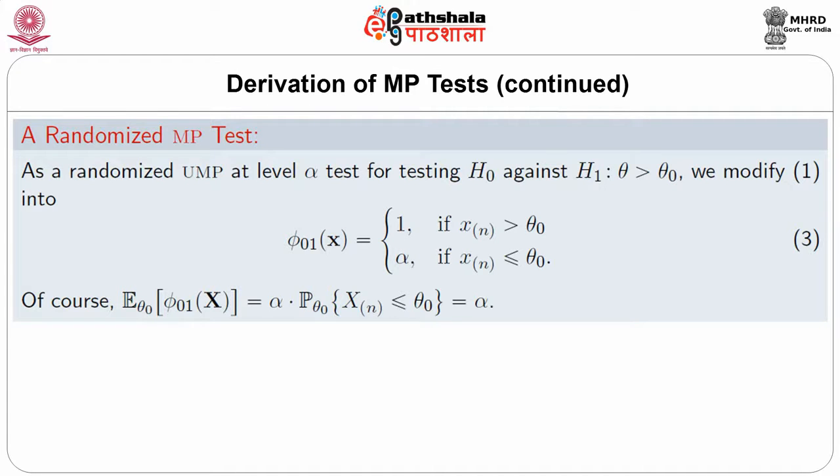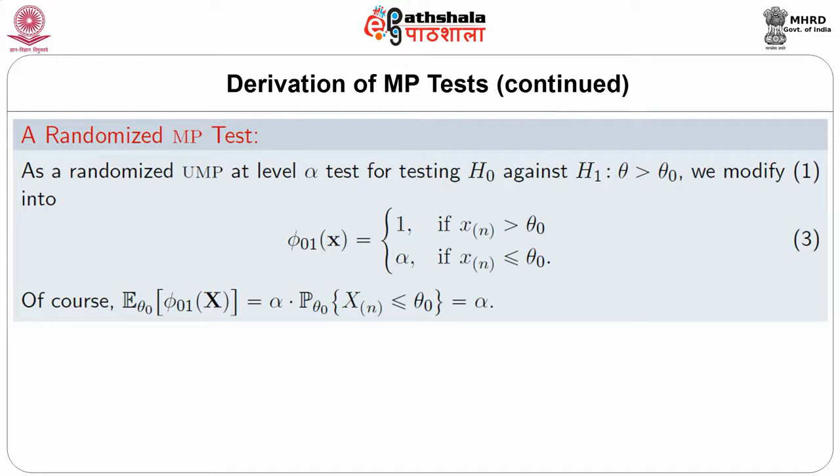Then, what is the expected value of phi naught 1 under theta naught? This is 1 into probability x order n greater than theta naught plus alpha into probability x order n less than or equal to theta naught under theta naught. But under theta naught, the probability x order n is greater than theta naught is 0. Therefore, the probability of x order n less than or equal to theta naught is 1, because all the values are between 0 and theta naught, and that probability is definitely 1. So, alpha into 1, that is alpha.